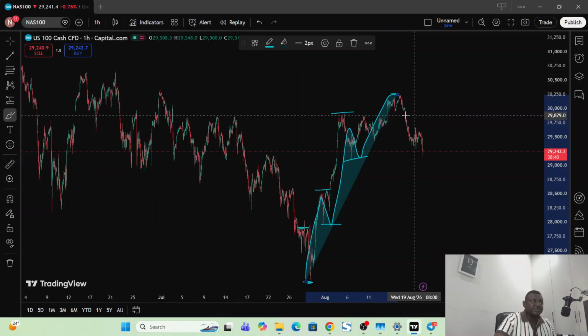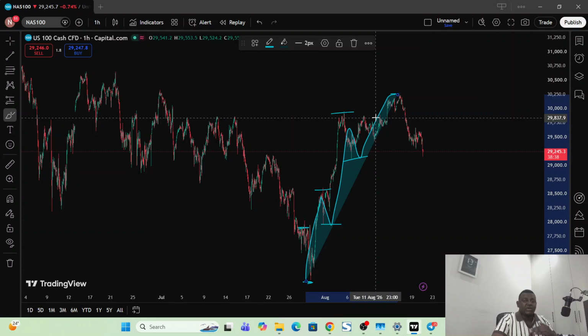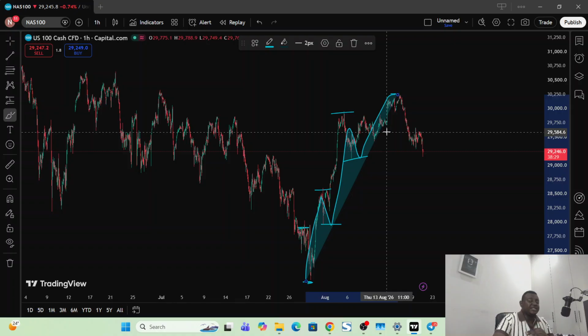We already know that the market was in an uptrend, but on every time frame, the market has a trend of its own. So it can be in an uptrend on the 1 hour time frame, but on the 30-minute time frame, it can be a little downtrend.